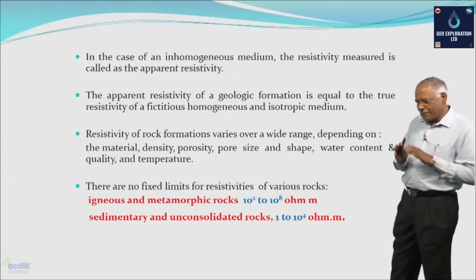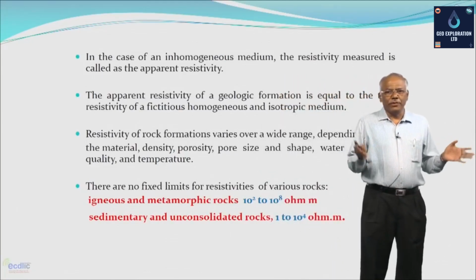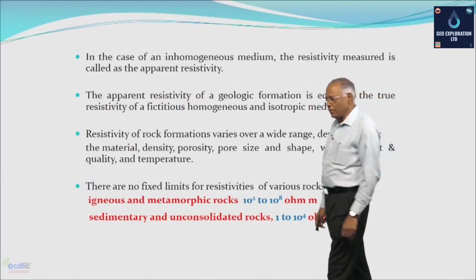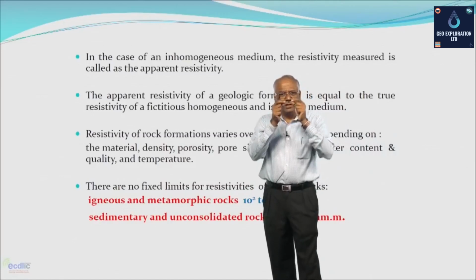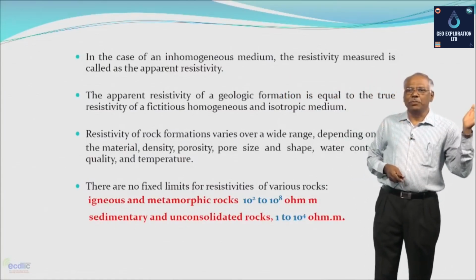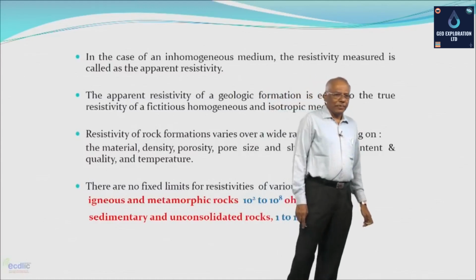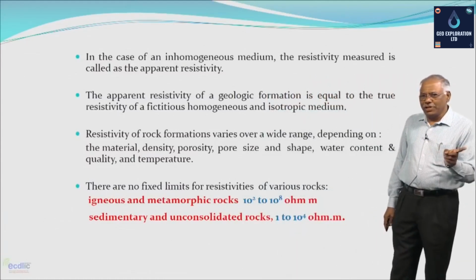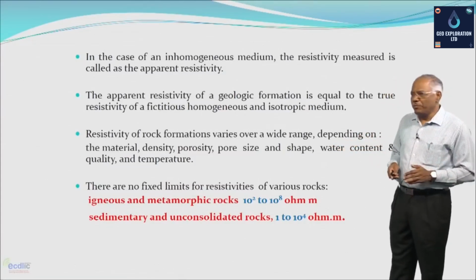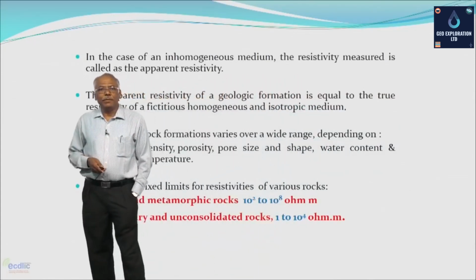There are no fixed limits for the electrical resistivities of different rocks. If you look at the igneous rocks or metamorphic rocks, we have a very wide range of electrical resistivity values, ranging from 10 to the power 2 to 10 to the power 8 ohm meters, and therefore, one cannot say that a particular rock will have this much electrical resistivity, because the electrical resistivity is affected by a large number of properties, including porosity, permeability and pore saturation and many other aspects, and therefore, this value cannot be fixed for any particular rock. If you look at the other types of rocks, which are soft rocks or sedimentary unconsolidated rocks, they will range from 1 to 10 to the power 4 ohm meters. And therefore, from these two ranges, one can say that there are no fixed values for resistivity of different types of rocks.